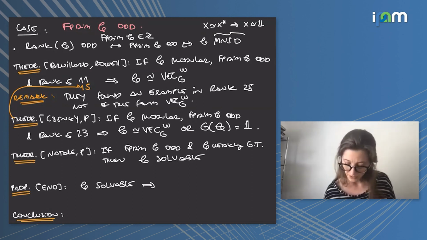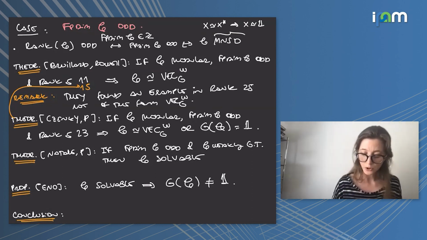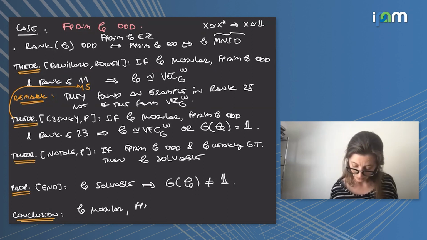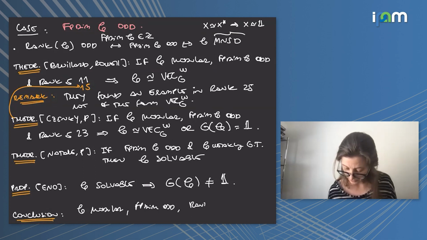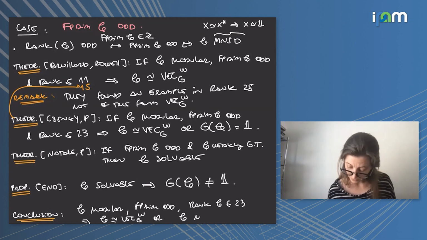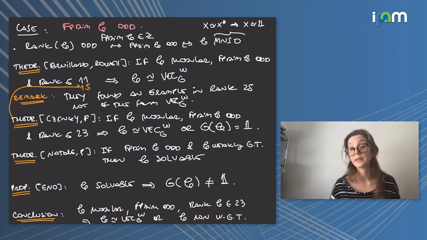And one thing that I think Etingof, Gelaki, Nikshych and Ostrik proved is that if C is solvable, it must have one non-trivial invertible. So the conclusion of these three things here is that if you have C modular with odd dimension and the rank smaller or equal to 23, then either C is of this form, or you found an example or a counterexample of the conjecture. It cannot be weakly group-theoretical.